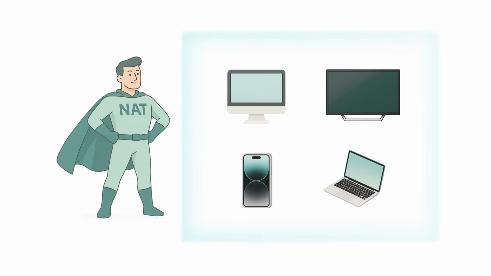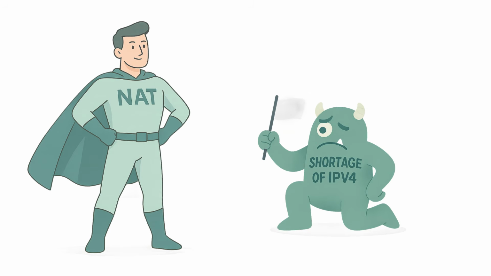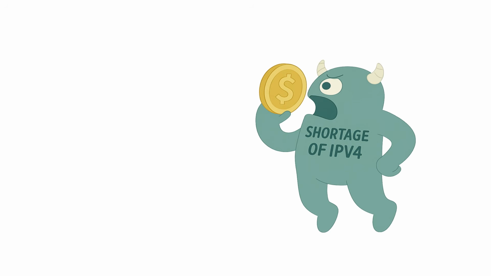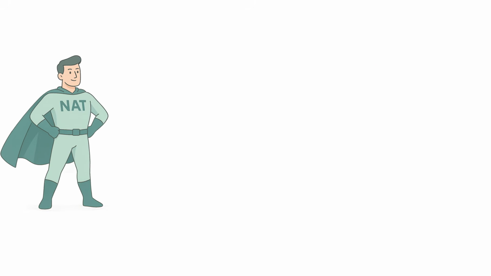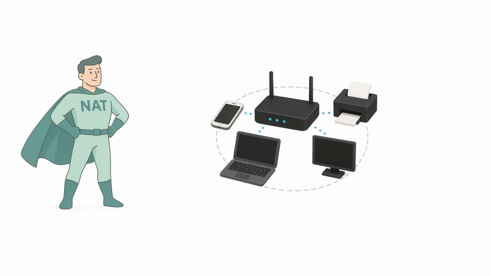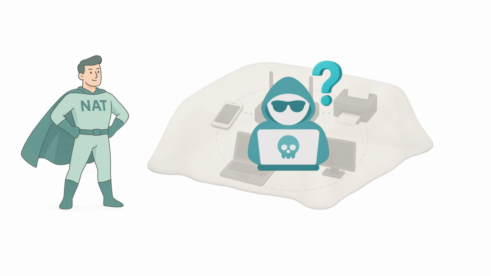Thanks to NAT, all of our devices can get online, even though there is a shortage of IPv4 addresses. Without NAT, imagine how expensive it would be to buy a separate public IP for every single device. Beyond solving the IPv4 exhaustion problem, NAT also adds a layer of protection. It hides your internal network structure, making it harder for attackers to target specific devices.